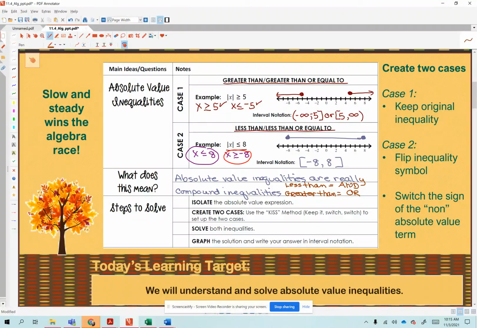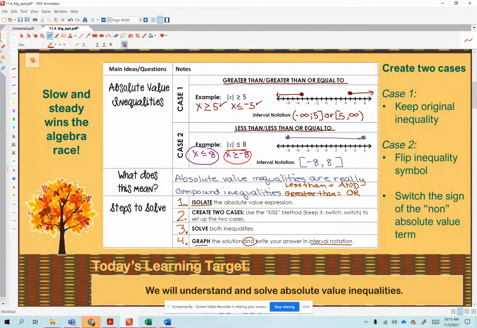Now we've got 4 steps when we solve these. The first thing we want to do is isolate the absolute value expression. The second thing we want to do is to create 2 cases. The third thing we want to do is solve both inequalities. And the fourth thing is to graph the solution and write the answer in interval notation.